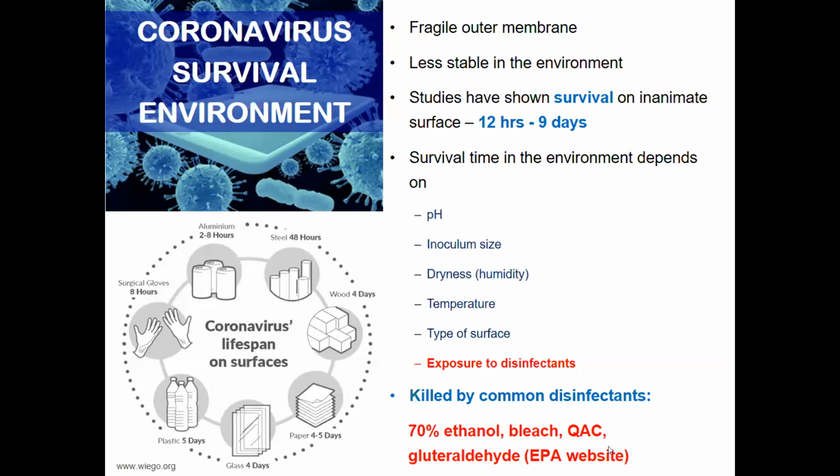We also know that exposure to disinfectants is one way to reduce survival time, and simple disinfectants are very effective for envelope viruses, like 70% alcohol, bleach, quaternary ammonium compound products, as well as products containing glutaraldehyde. If you visit the EPA website, there is a whole list of disinfectants that can be used for envelope viruses.